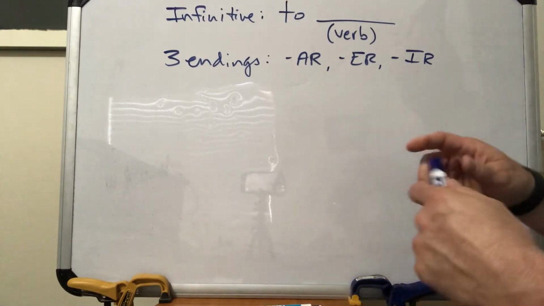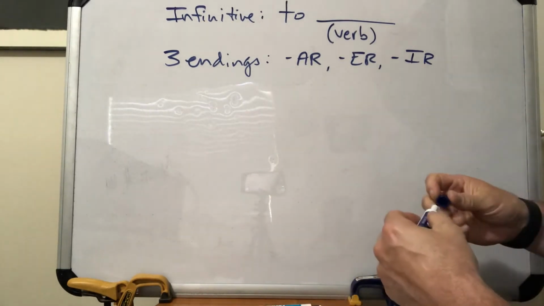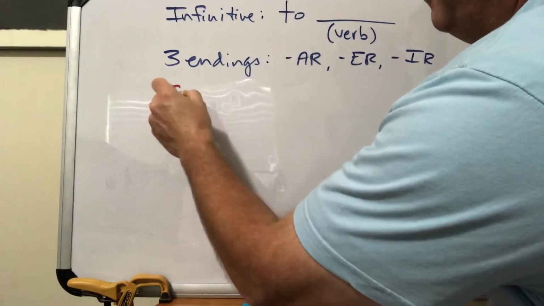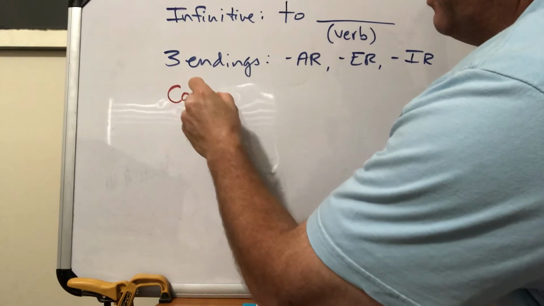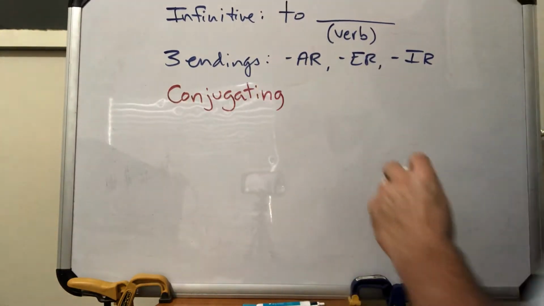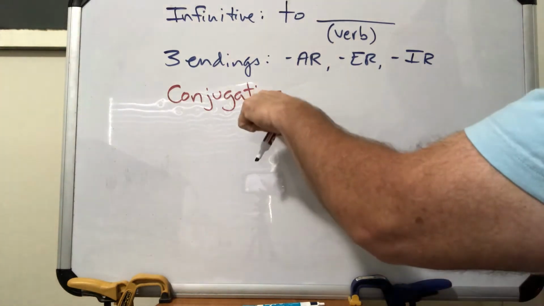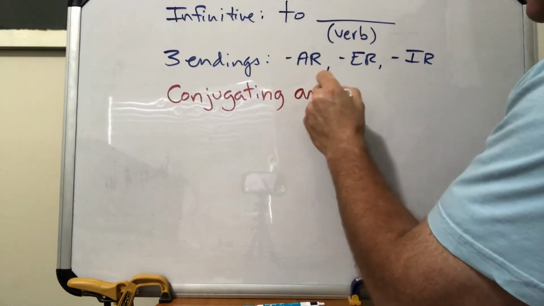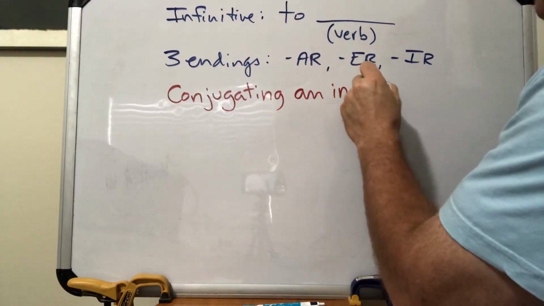Okay, so let's talk about conjugating a verb, or we'll put conjugating an infinitive. All conjugating means is, because I have a lot of students in my class that hear that word conjugating and say, oh, it's so hard. All it means is we're changing the verb. Okay, conjugating an infinitive, and there are 3 steps to it.